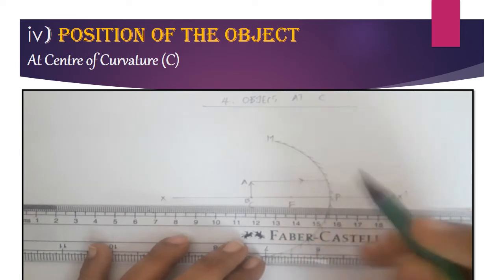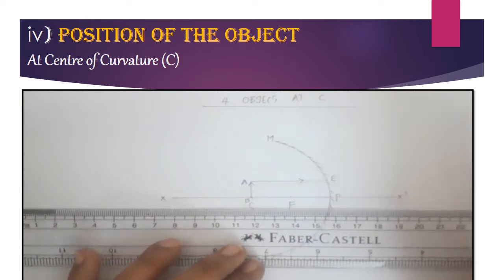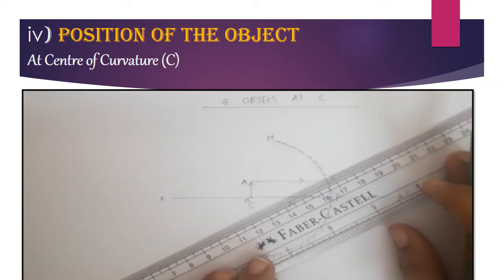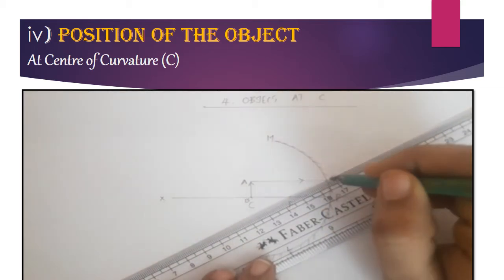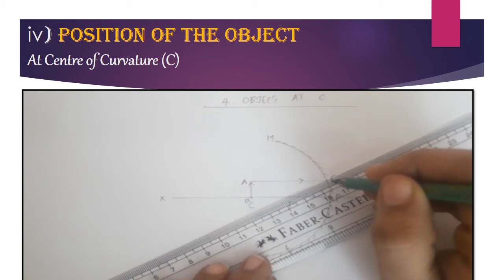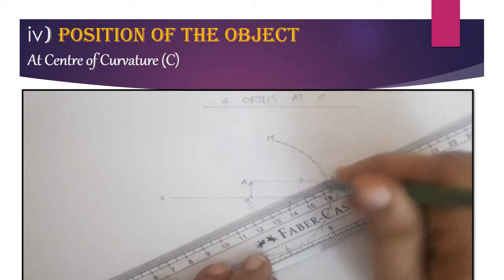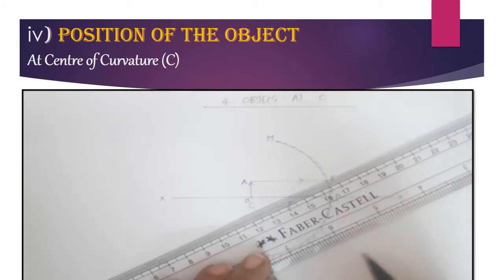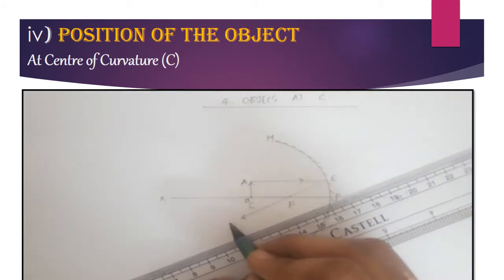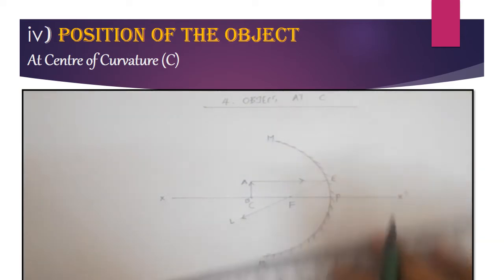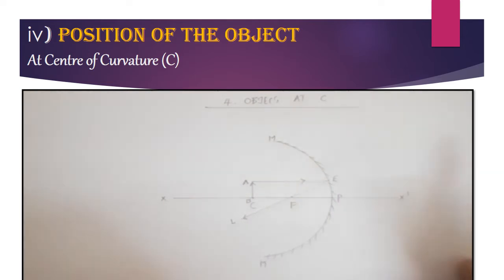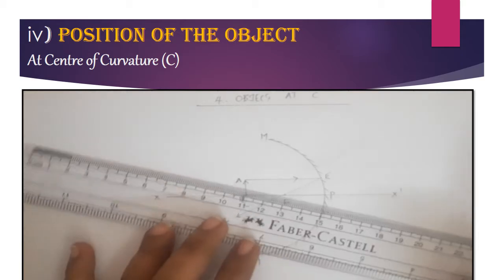So this is our first light ray, AE, first incident ray, and as you know, after reflection it will pass through the principal focus. So this is our principal focus. The light ray should meet the principal focus, and here is the reflected ray, let it be EL. Now the second light ray, it enters through the focus and after reflection it will move parallel to the principal axis.